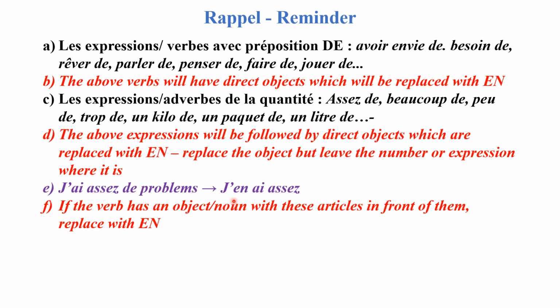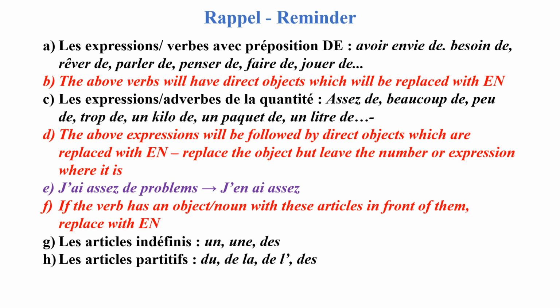If the verb has an object noun with these articles, what articles? The indefinite articles and the partitive article. So if the verb has an object and the object has definite, indefinite or partitive articles in front of them, replace it with en. You don't need to worry about numbers, etc. D'accord?